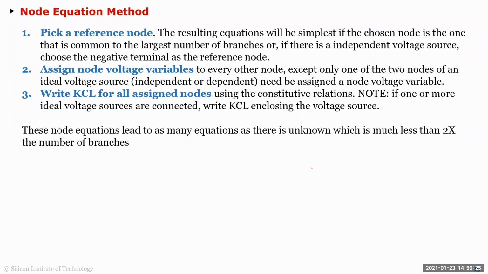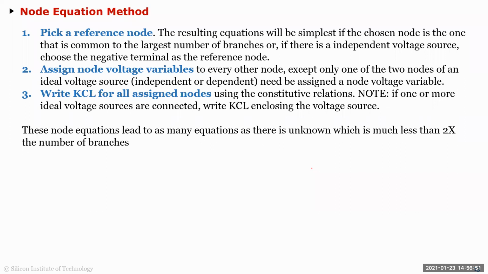You pick a reference node, and typically, if you have one independent voltage source, you take the negative part of it. Let's say you have a battery, take the negative part of the battery. That is not the only thing you can take. You can take any node as a reference. It's just that your calculations are tractable. Otherwise, you're dealing with a lot of negative numbers. Instead of that, you deal with tractable numbers.